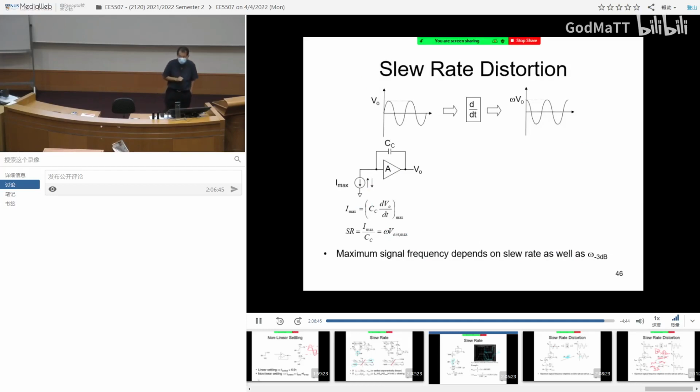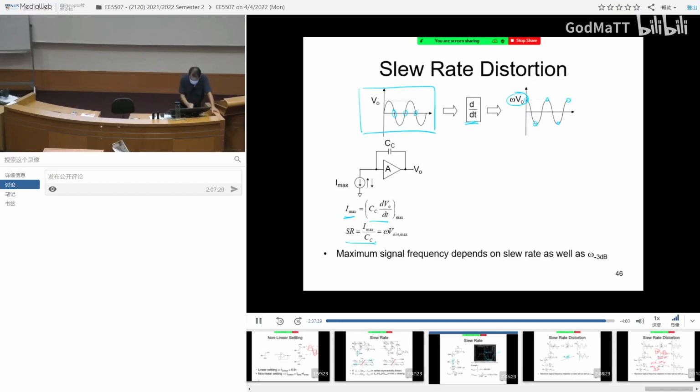Now, slew rate, you might think is just about settling time, but if you think carefully, it's actually more than that. Take an example. If I have a sinusoid, if you try to find out the gradient, you see that the maximum gradient happens at the zero crossing point. So if you find the d/dt, this is the peak of the slope. The peak of the slope is given by omega V naught. Now, if the maximum current is constant, you go through the C dV/dt, and the slew rate is given by this.